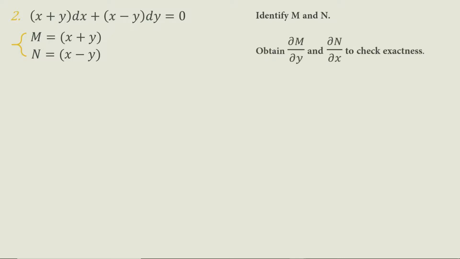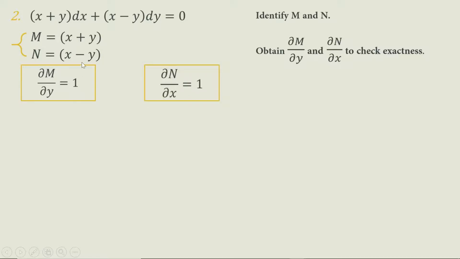And then, obtaining the partial derivative in order to check the exactness. The partial derivative of m with respect to y is equal to 1. Y lang yung i-differentiate natin, considering x is constant, so magiging 1. And partial derivative of n with respect to x lang yung i-differentiate natin, considering y is constant, so magiging 0. The derivative of x is equal to 1. So this is an exact equation.